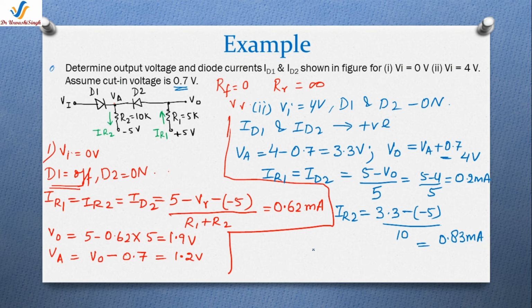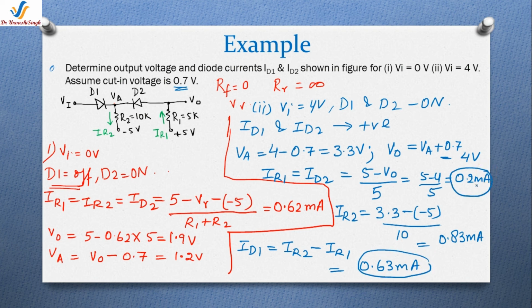But the diode current ID1 will be IR2 minus IR1, and that will be 0.63 milliampere. As both diode currents, ID1 and ID2, you can see are positive, hence D1 and D2 both will be on and the V out value should be 4 volt. So our assumptions are correct.